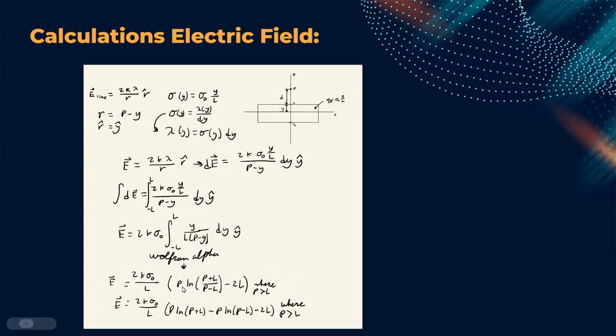If P is less than L, this would not work because our natural log would not work because it would be negative. Simplifying this equation further, we can see that our electric field is equal to 2k sigma naught over L, P natural log P plus L minus P natural log P minus L minus 2L, and this is still where P is greater than L.